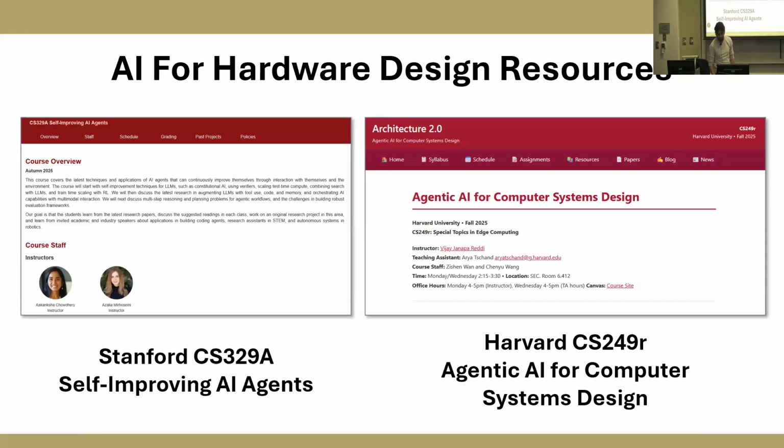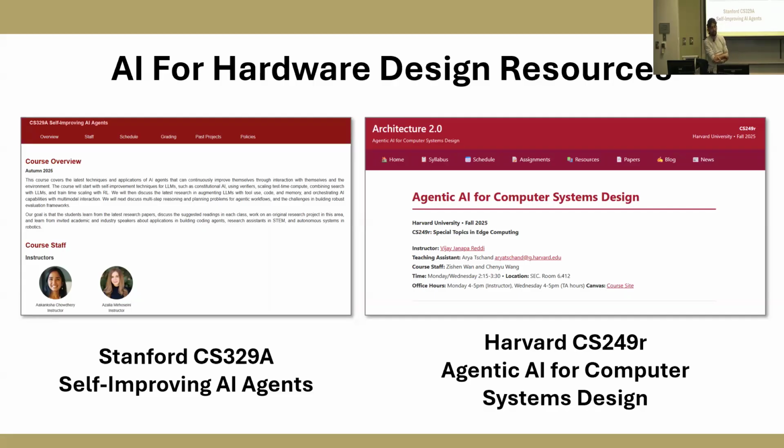I wanted to share some resources with you because this is, oh, AI, very cool. What do I do, right? So there's two main courses I would suggest. One is this course from Stanford about self-improving AI agents. This is what I recommend you read about how people are using agents in these kinds of frameworks that interact with verifiers, with environments, with tools to achieve complex tasks. So I would look at that course.